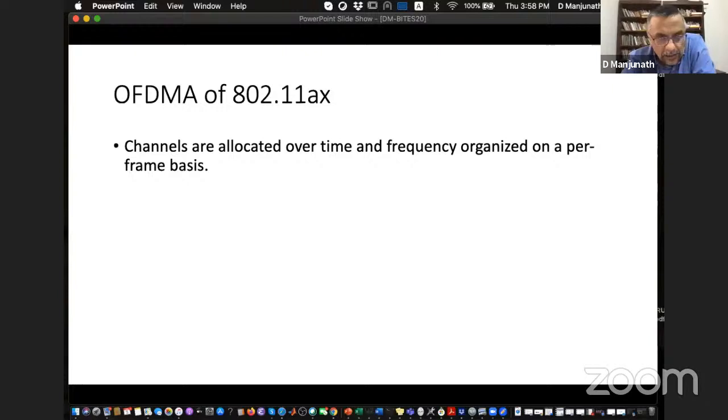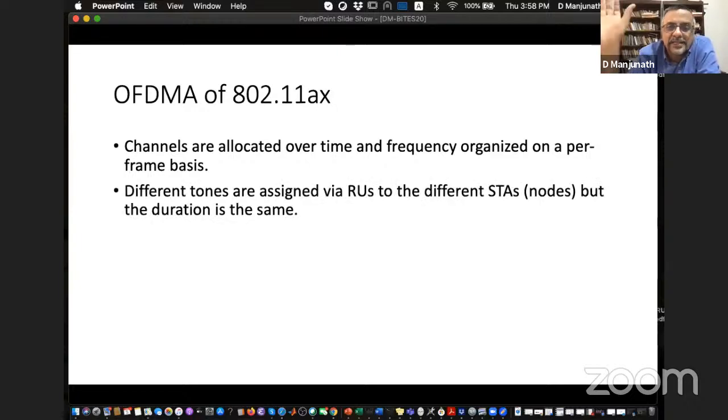In 802.11ax, channels are allocated over time and frequency, organized on a per frame basis. Mind you that OFDM means there are different frequencies, different carriers, and you have to allocate which node takes which carrier. That allocation is done in some centralized scheme on a per frame basis.